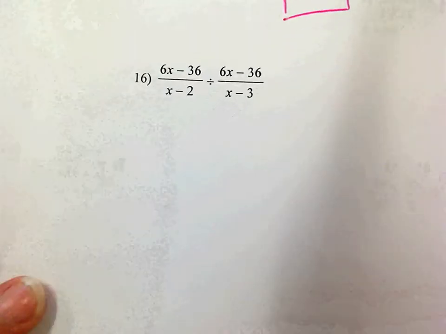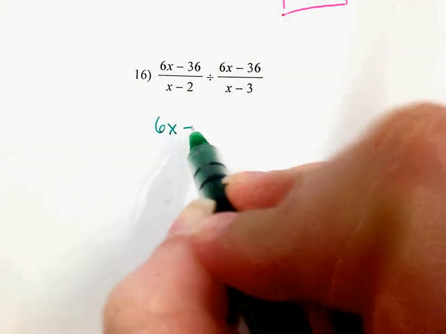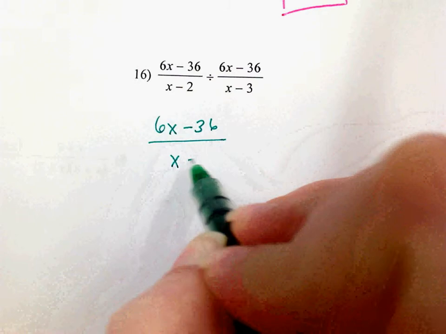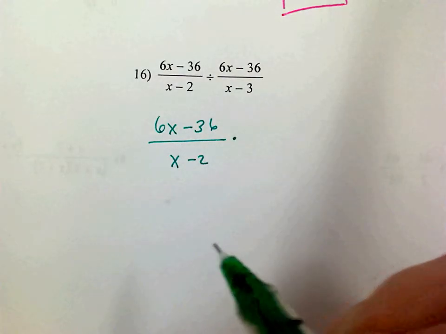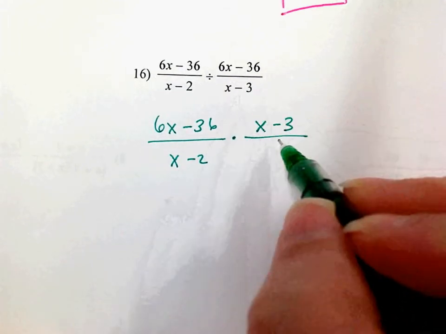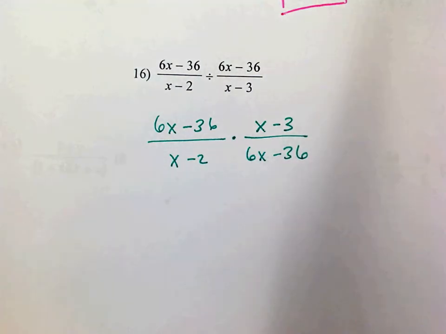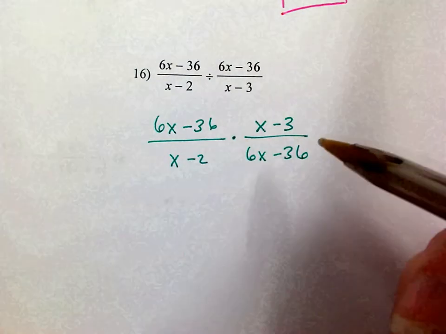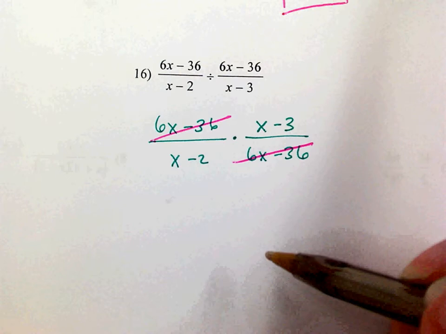Okay. So 6x minus 36 over x minus 2 times, what goes on top? X minus 3 goes on top, and 6x minus 36 goes on bottom. So Michael, what cancels out? Those two? So final answer?